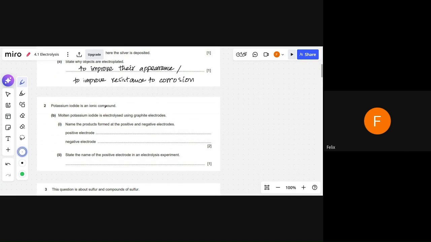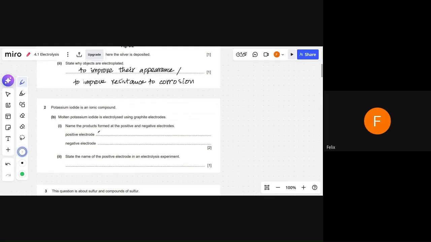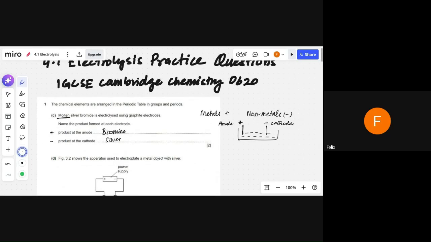Potassium iodide is an ionic compound, and molten potassium iodide is electrolyzed using graphite electrodes. Name the products formed at the positive and negative electrode. Okay, so this one is easy because it is not asking you what will be the product at anode and cathode. Question number one, or 1C, was a bit more difficult than this one, because it is not telling you which one is negative or positive, right?